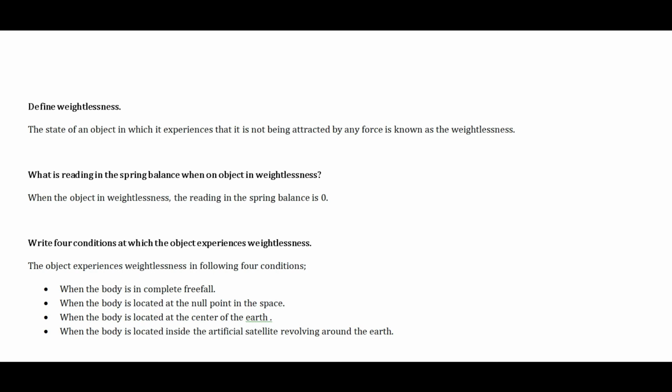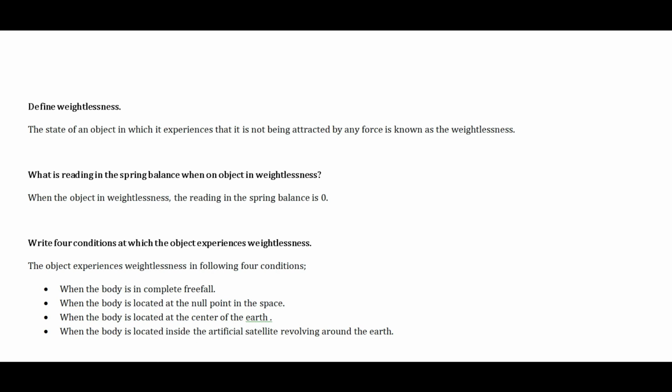Then the second condition of weightlessness is when the object is located at the null point in space. First of all, I want to define the null point. A null point is such a point or location in space where there is no effect of gravity at all. That means such kinds of points or places exist in space, and at those points the gravity of any heavenly bodies cannot affect.